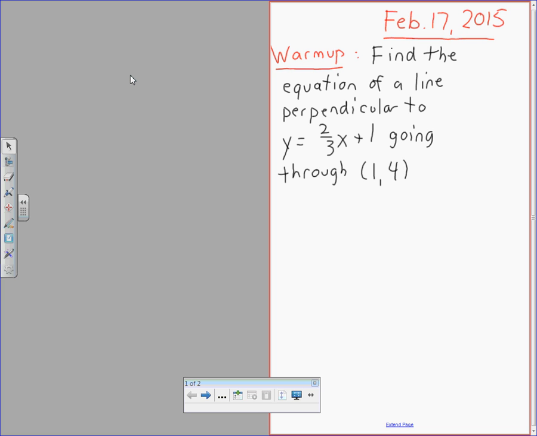First it says here, find the equation of a line perpendicular to y equals 2/3 x plus 1 going through (1, 4). What's the first thing I can do for this, please, Nick? You can write down y equals 4. Okay. And x equals 1. Good. And y equals 3. Good. What's my slope going to be here?